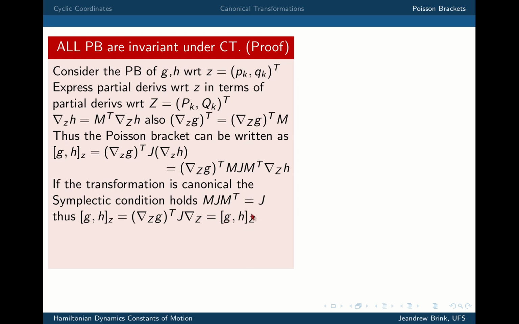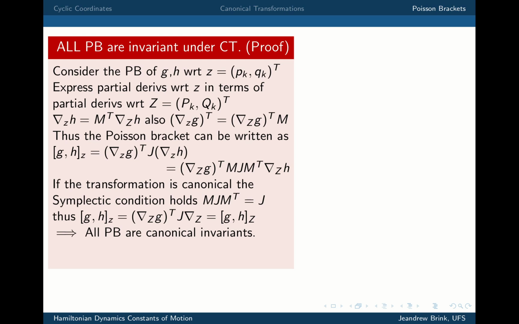And that's equal to the Poisson bracket with respect to big Z. So there I've rigorously proved every single Poisson bracket. It doesn't matter whether you've expressed your functions with respect to little variables or the new variables. If you work out that Poisson bracket, you're going to get something that's not dependent on it, which is very, very nice. Okay.